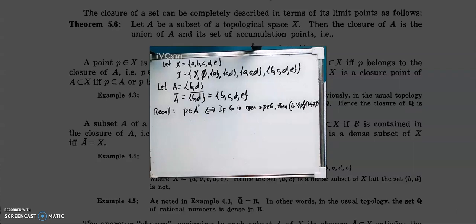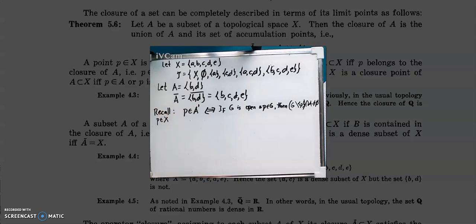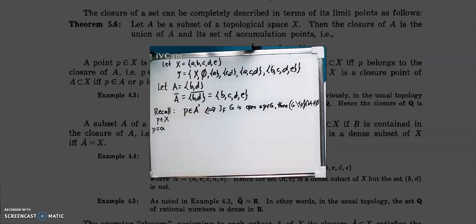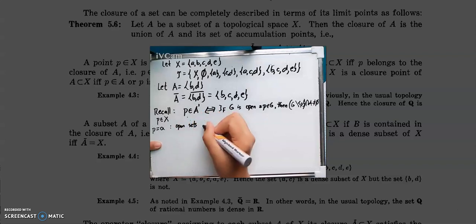So let's do this. We note here that for the accumulation point, P is a point in X, so it means we will be testing all the elements of X for the limit point of A. Now let's start first when P is equal to A. To show that it is a limit point, this must be satisfied. So we will get open sets containing A.